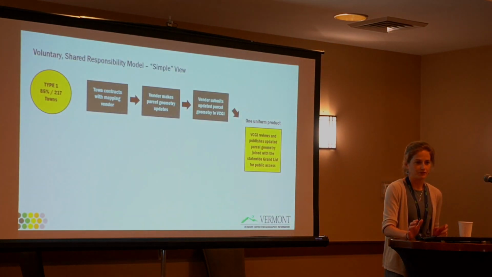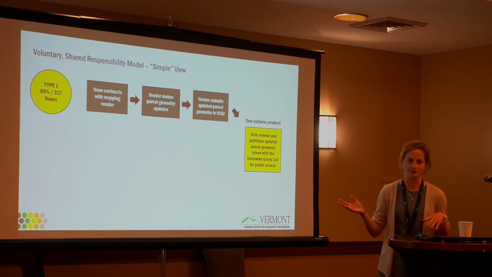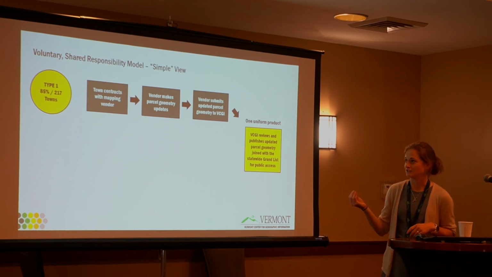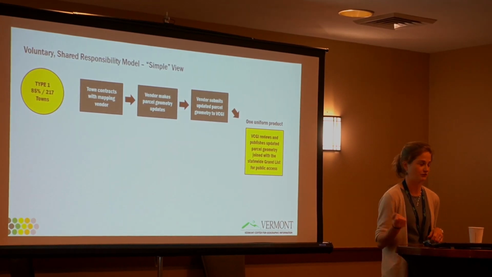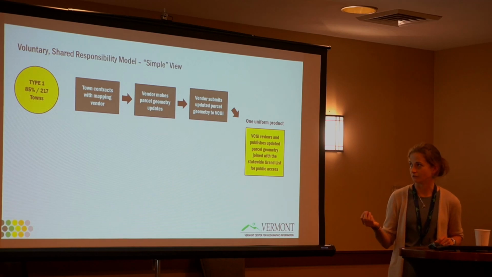So we have 3 main types of towns and how they are maintaining their data. Again, hopefully some of this is familiar. You've probably seen this slide before if you've heard us talk. But the main way most towns, 85%, are maintaining their data is through a mapping vendor. So CAI is here today. They're a very popular vendor for the state. A lot of towns work with them.